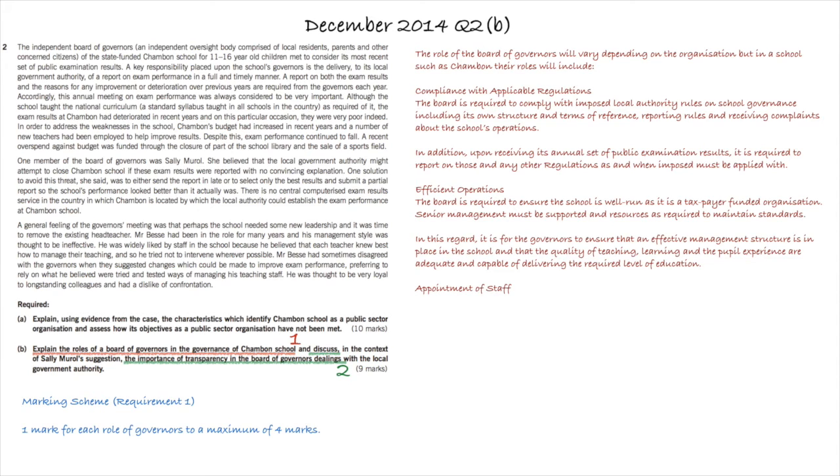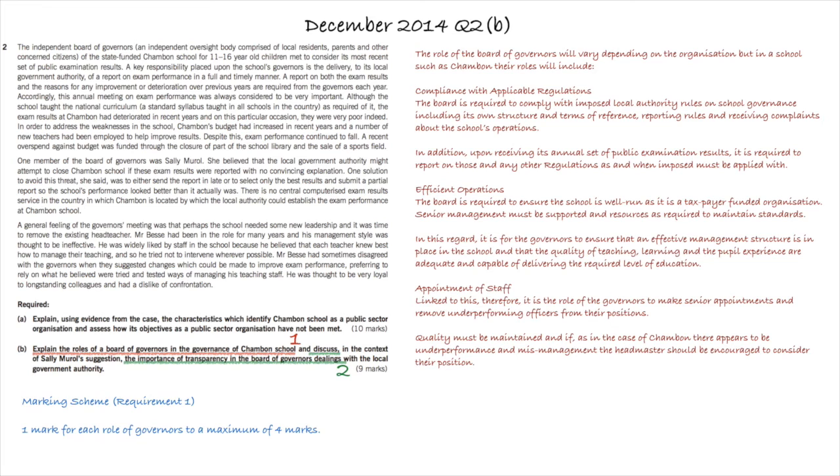Thirdly then, appointment of staff. Linked to the above, which was the efficient operations, the role of the governors will be to make senior appointments and remove underperforming officers from their positions. Now, particularly here in this scenario, quality must be maintained, and if there appears to be underperformance and mismanagement, perhaps the headmaster should be encouraged to consider their position.